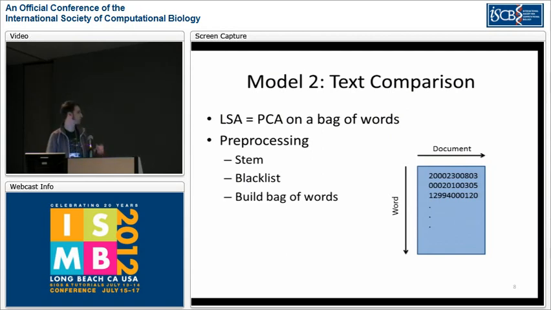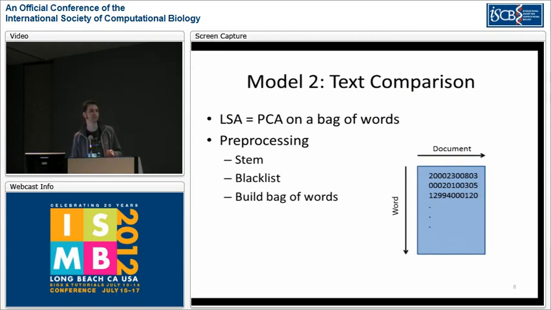What we do first is take all the words and stem them. Stemming is a process of just removing the suffixes. So if you have expression, expresses, all of these things, the word of interest here is express. And so we just pull the stem out and keep that.